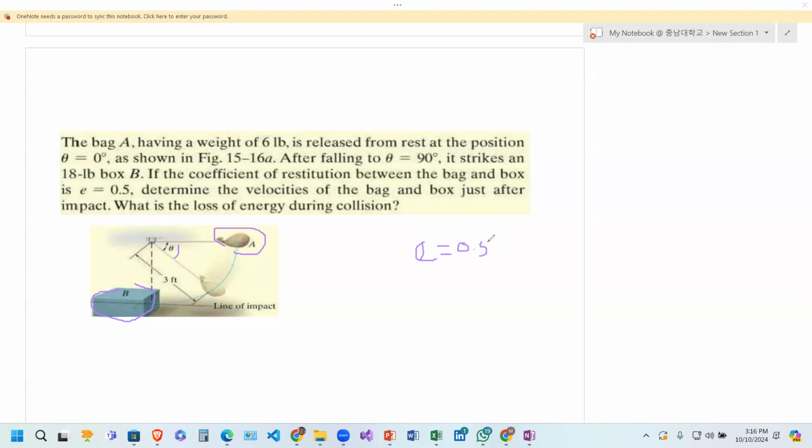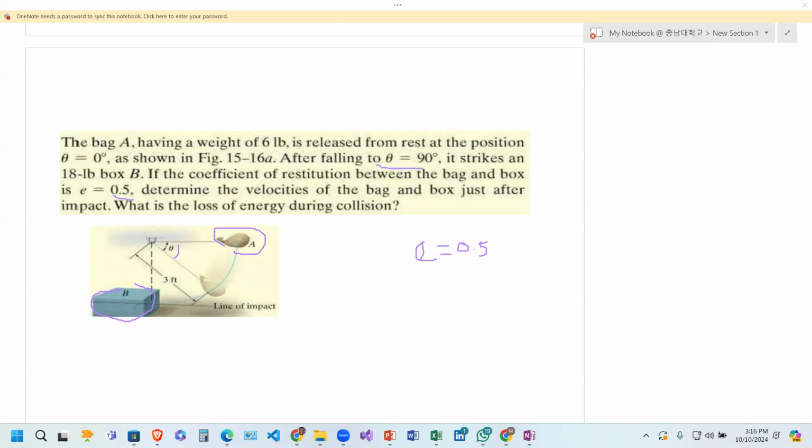But remember, e is the ratio of relative velocity after restitution to relative velocity before deformation. So now, determine the velocities of the bag and the box just after impact. What is the loss of energy during collision? These are very good numbers to set for exams and also for tests. We know the angles.